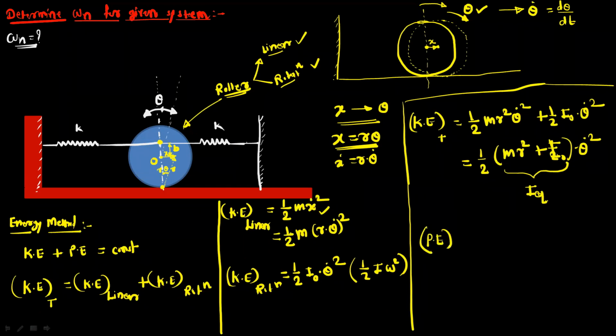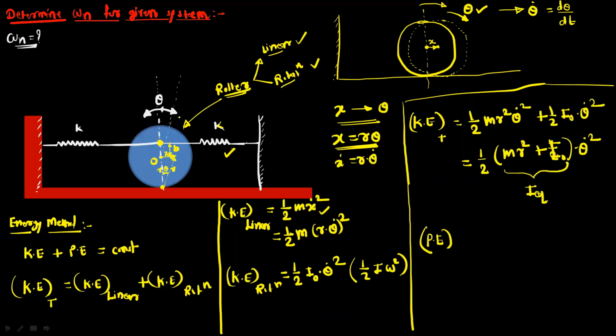Now for the potential energy, we must have the deformation of the spring. Here two springs are connected, so we have to find out the deformation of each spring. But both these springs are connected at the common point, therefore due to rolling motion, the deformation of one spring will be equal to the deformation of the other spring. So try to find out the deformation of this spring.